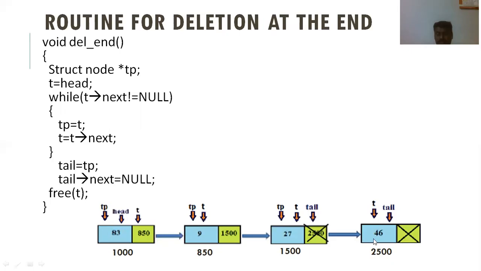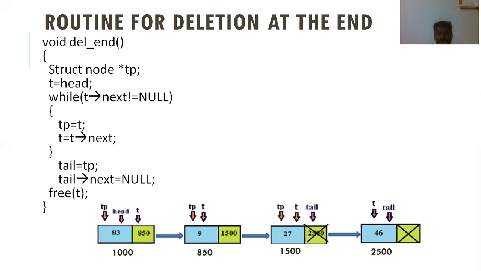Remove the data from the memory location, and assign the previous location as a null position. Okay. So if you have deleted the last position, the previous location's address node is a null position. It's called a routine for deletion at the end position. Just to see the function routine.